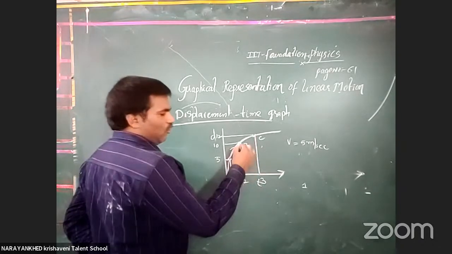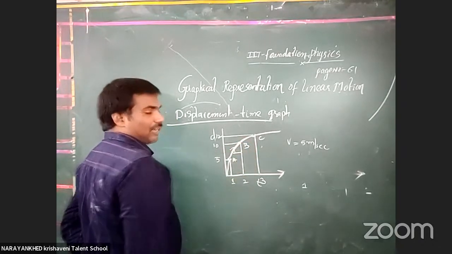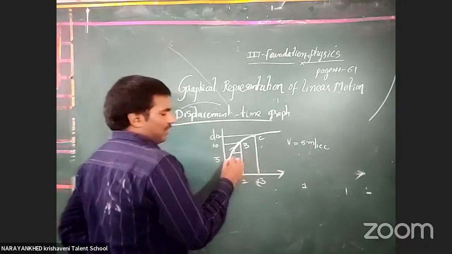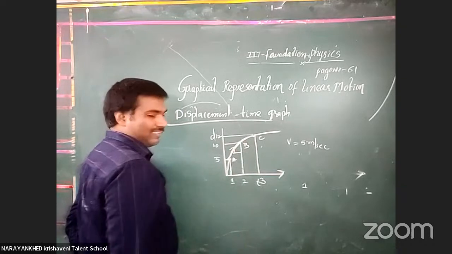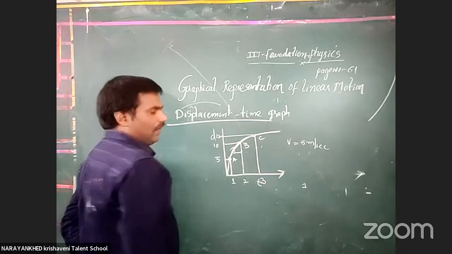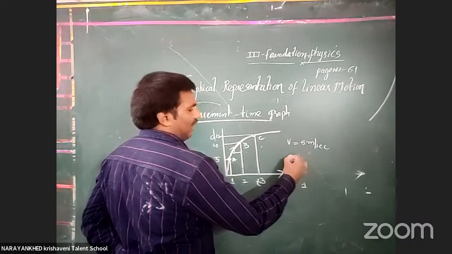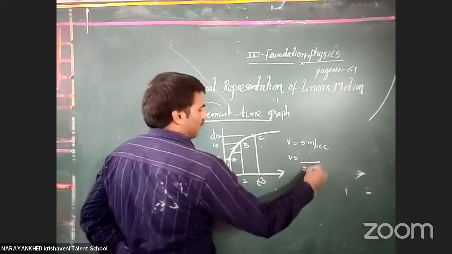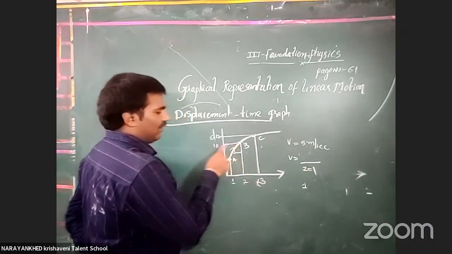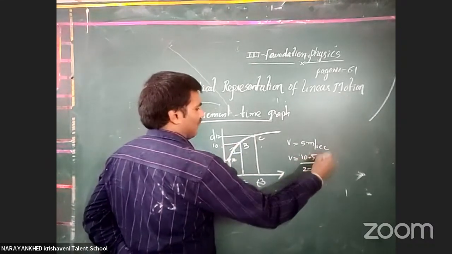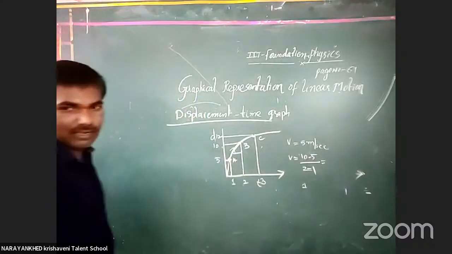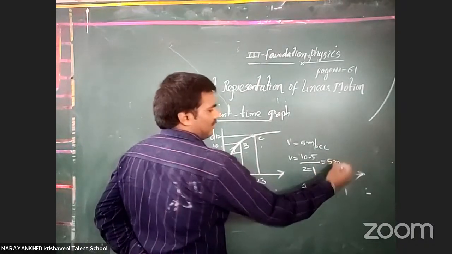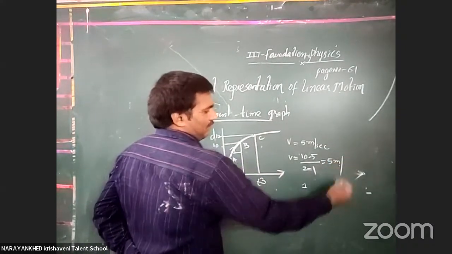Now you have to draw the slope for the curved line. From point A to point B, what is the change that occurs in the displacement? The velocity is equal to 2 minus 1, and as well as 10 minus 5. Clear or not? 10 minus 5 will become 5 meters per second only.